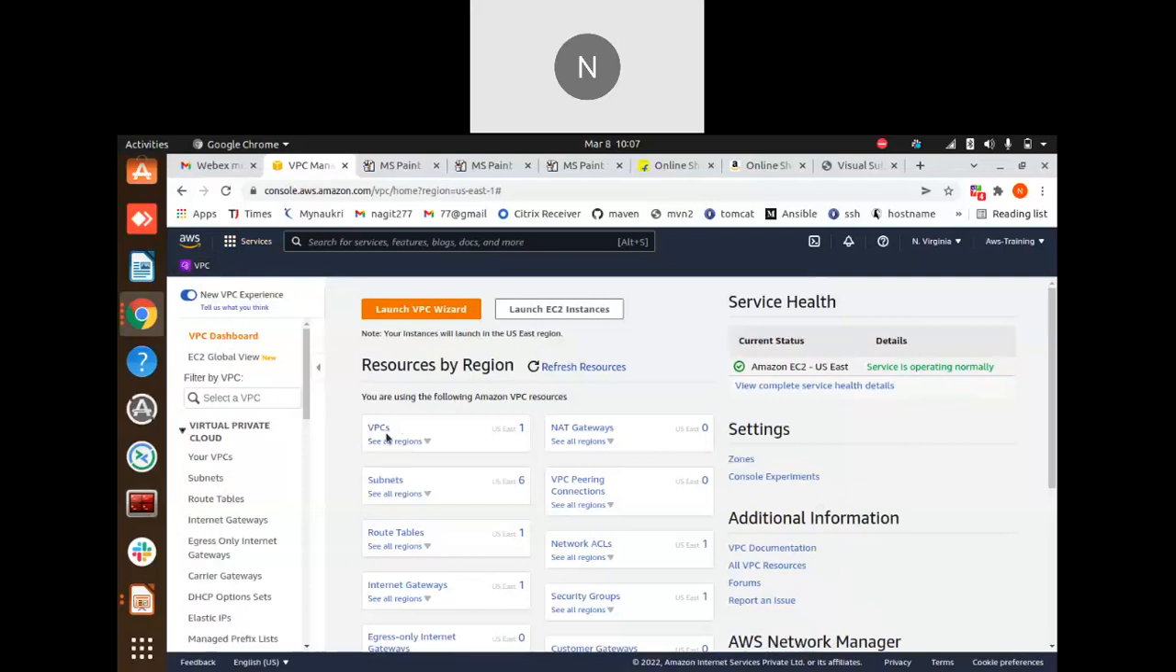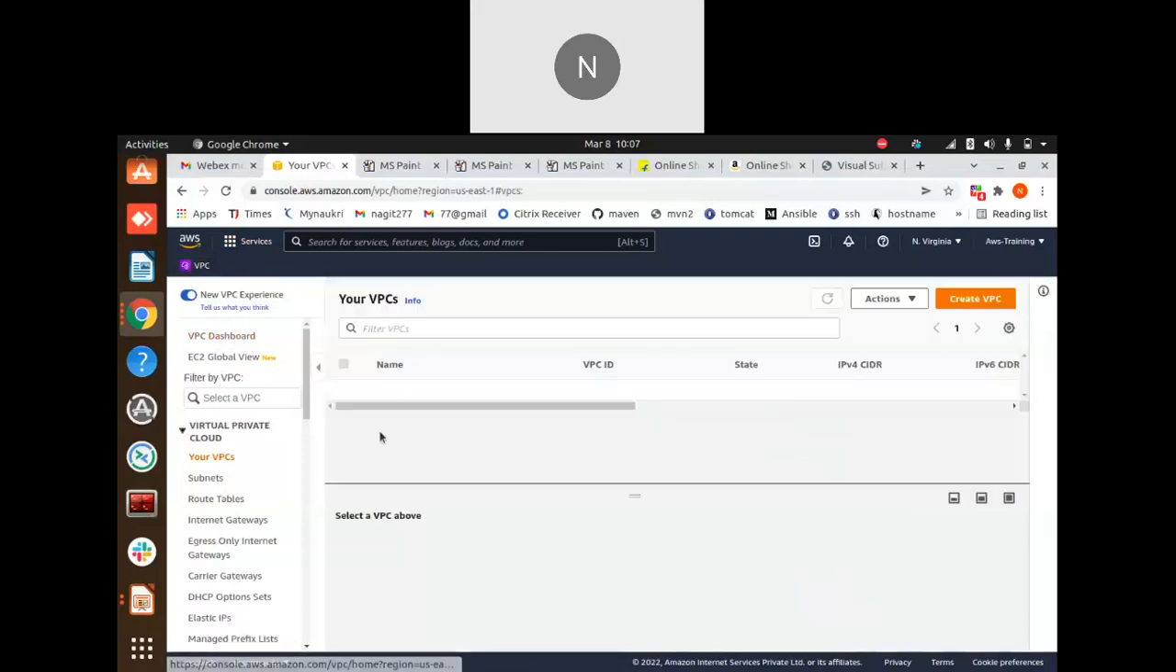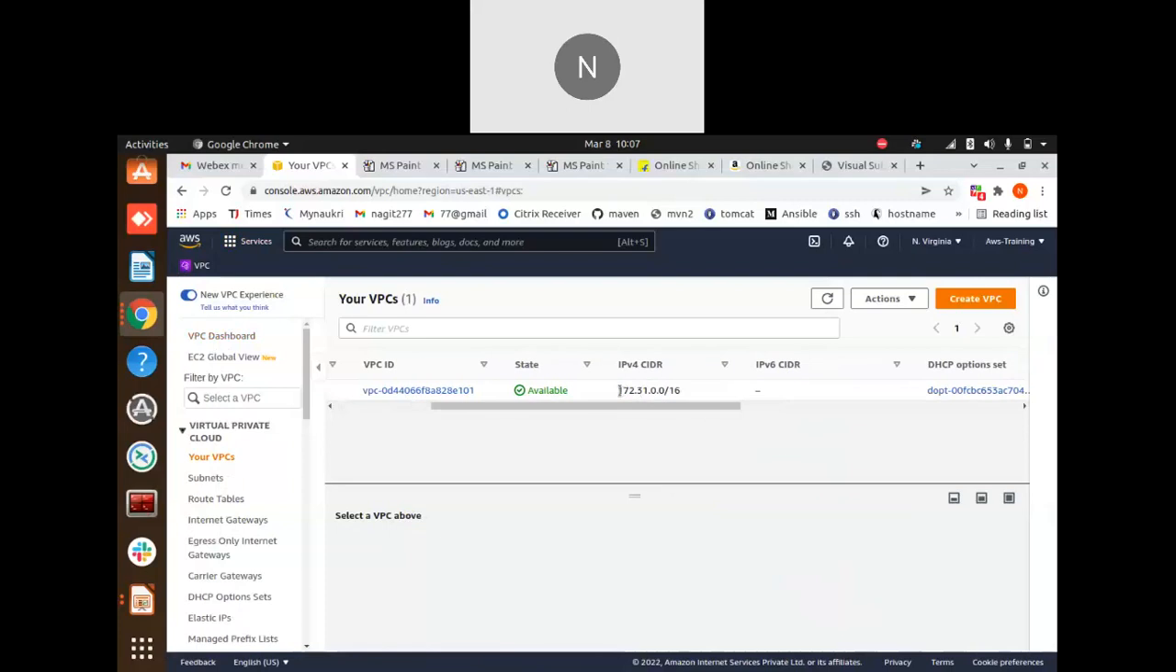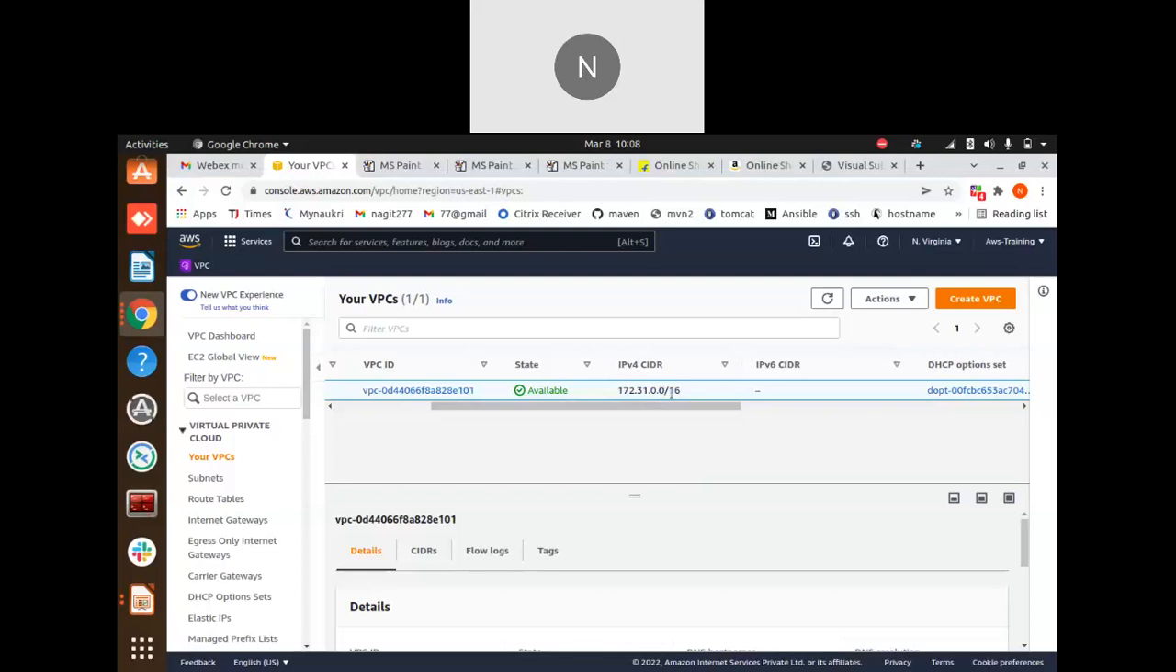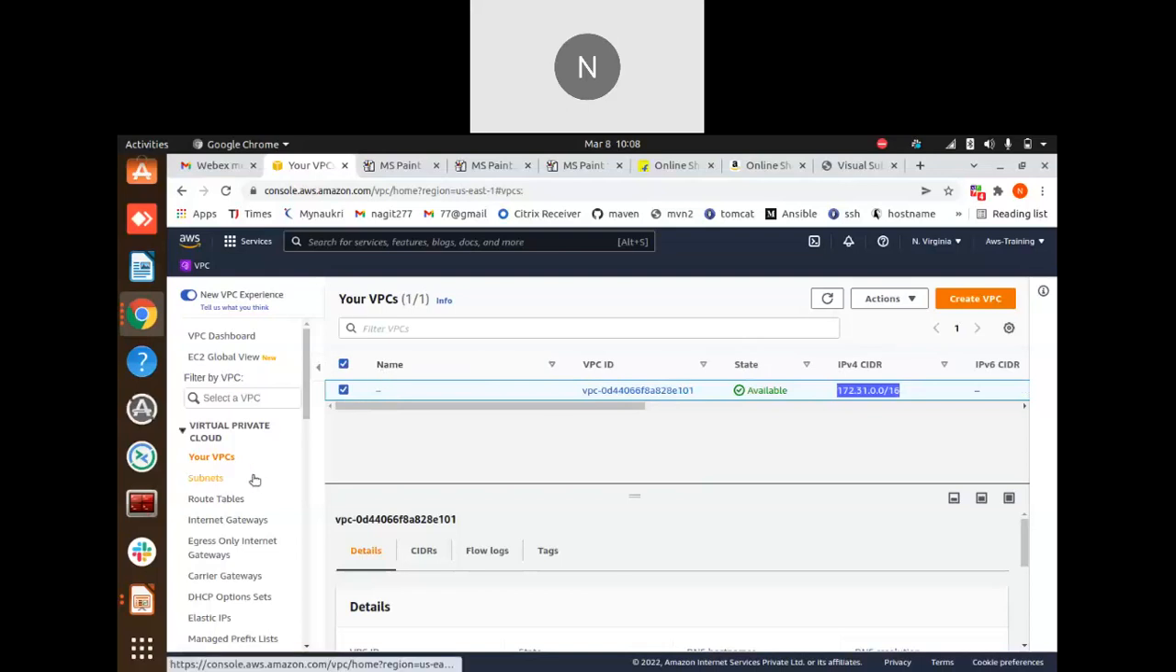So if you come here, when we create an AWS account, by default a default VPC gets created, and this is it. This is a VPC, and this is the IP address of that: 172.13.0.0/16. That means in this VPC we can host 65,000 servers. I will explain when we go to EC2 and further concepts. You will get a better understanding.